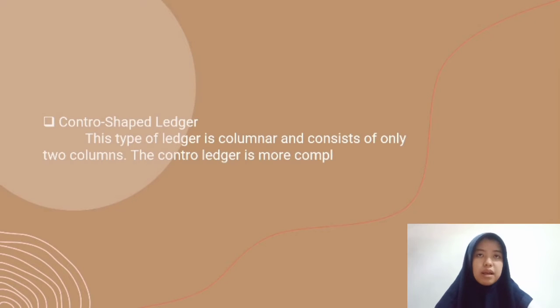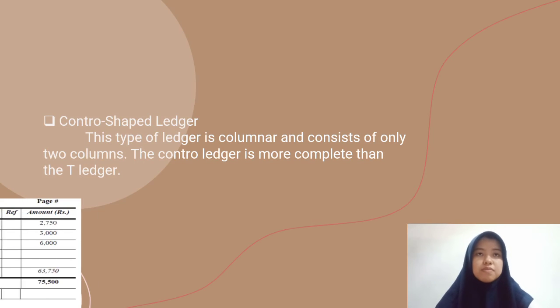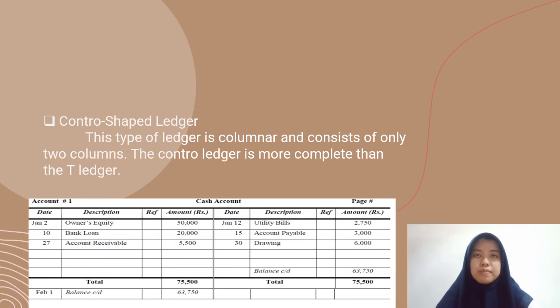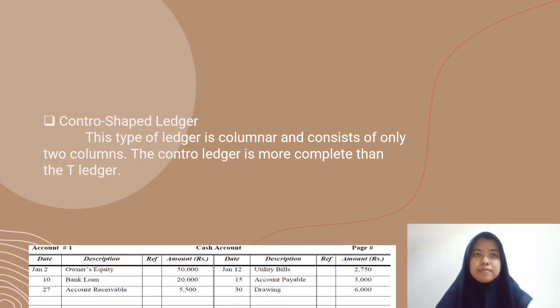So, there is the counter-shaped ledger. This type of ledger is columnar and consists of only 2 columns. The counter ledger is more complete than the letter T ledger.